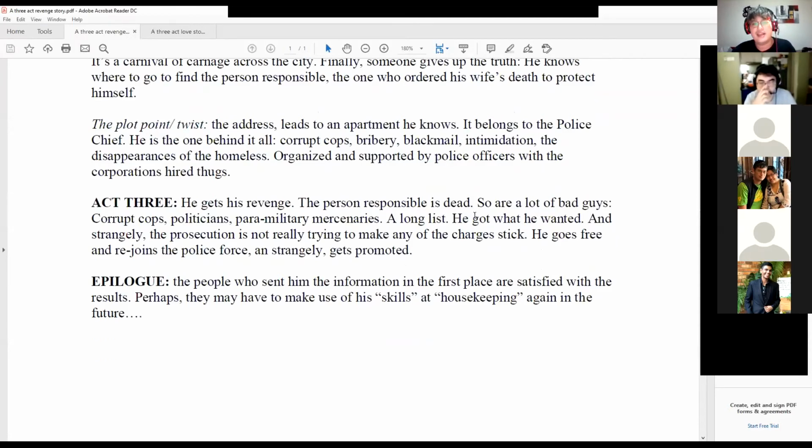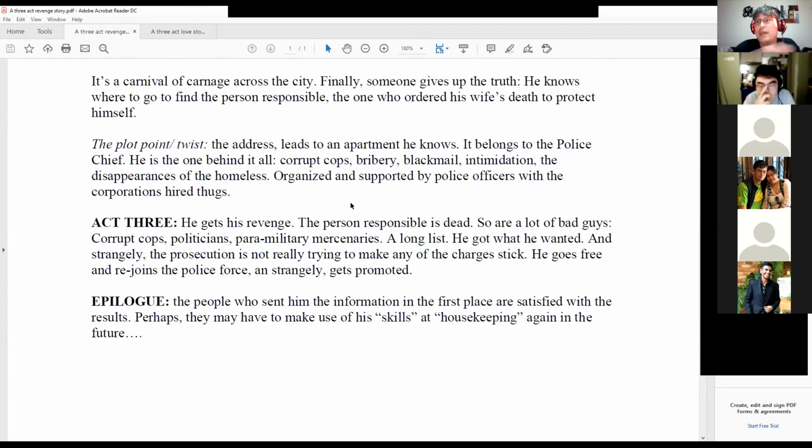And then as you wind things up, because this is modern storytelling, they always like to leave an option for a sequel. So in this case, he got his happy ending. He got his revenge. He rejoins the police force and strangely got promoted. Because why? The people that sent him the package of information that set everything in motion might need him again in the future to take care of other business for them.